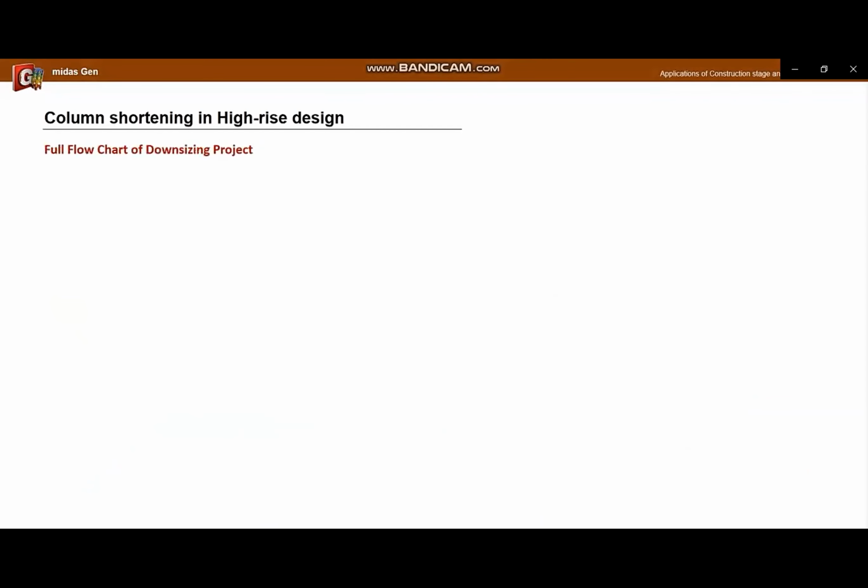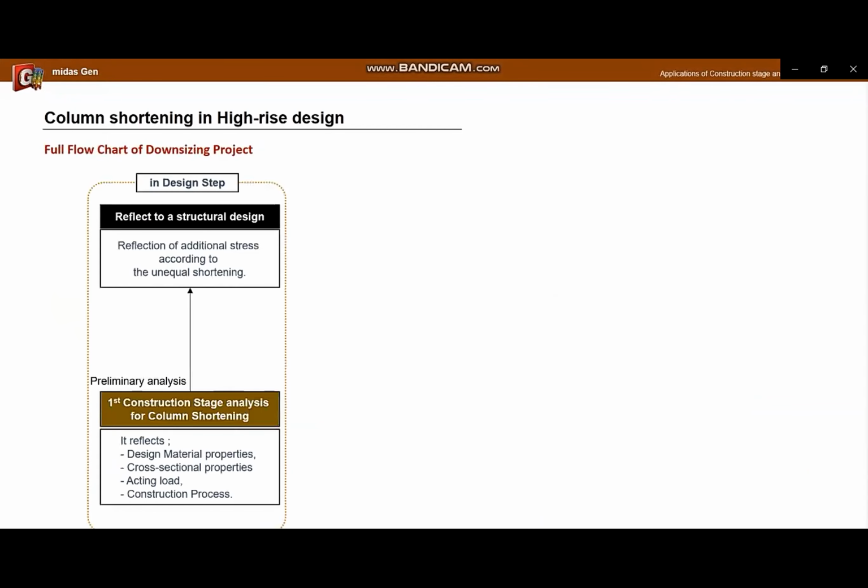Next is the entire process of the column shortening project. In the initial structural design stage, the first construction stage analysis is performed by applying the basic inelastic material model and the assumed construction process. This is called preliminary analysis. In design step, reinforcement for additional member forces is reflected through preliminary analysis.